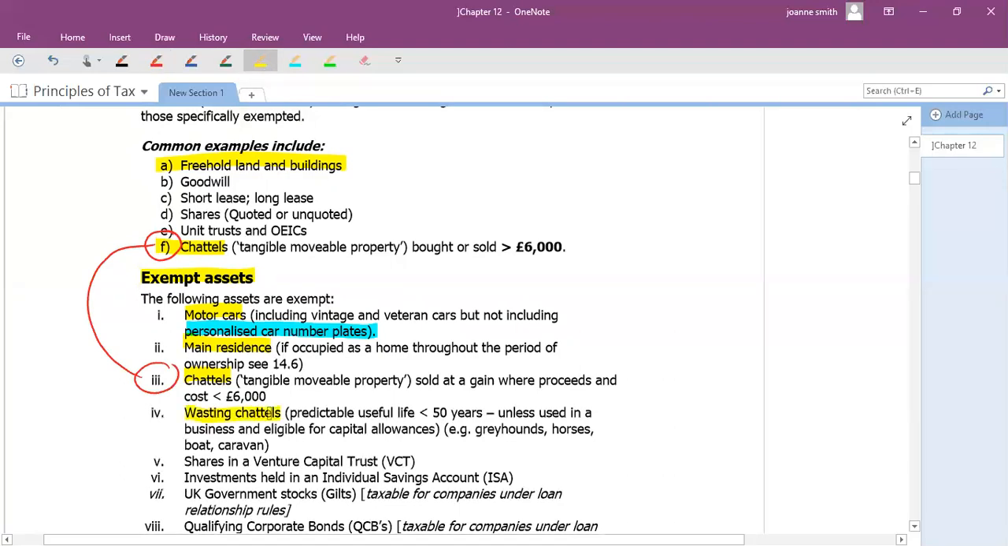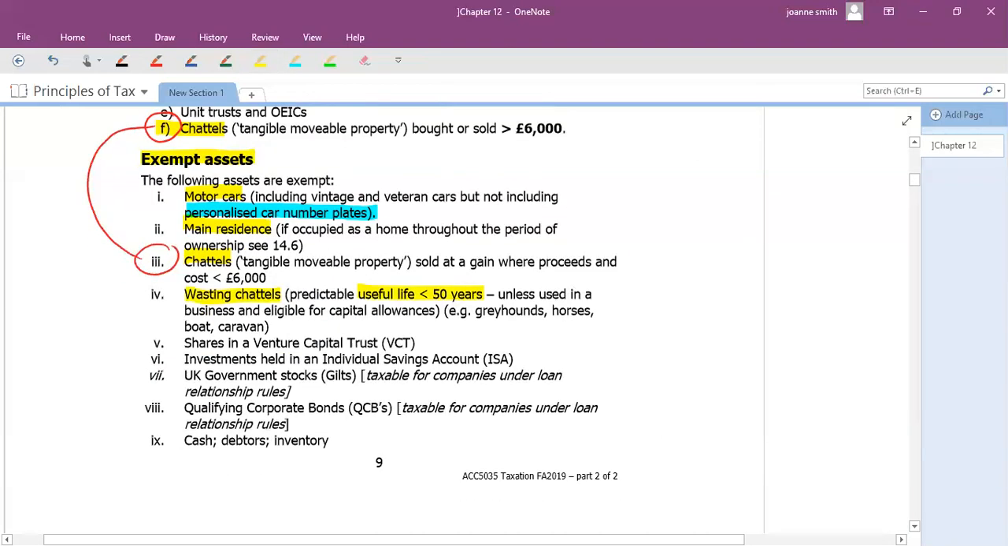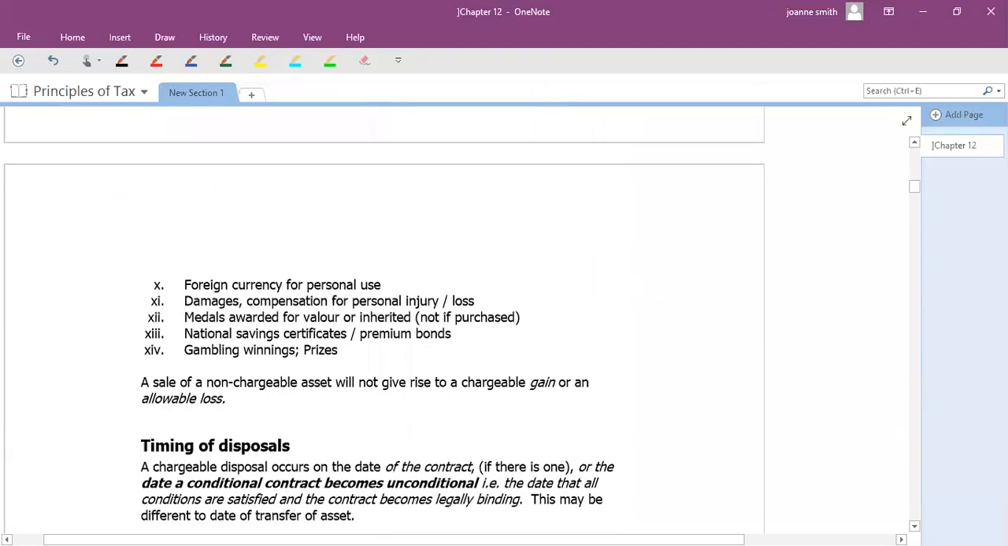For number 4, a wasting chattel. This is still your tangible movable property, but it's things that have a life of less than 50 years. Normally in exam questions, this will be things like live animals. Horses might sell for quite a lot of money, but they will be exempt in this situation. Just look at the question and see whether you can justify whether it's going to live for less than 50 years. If it's an animal, clearly it's not going to survive that long. There are some other things you can have a look at, but those are the most common ones that we're going to see.